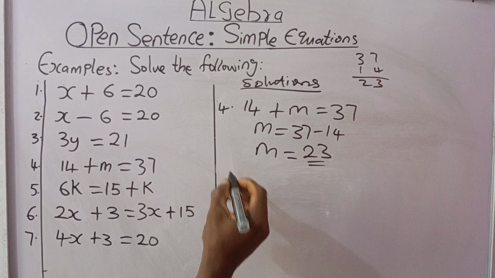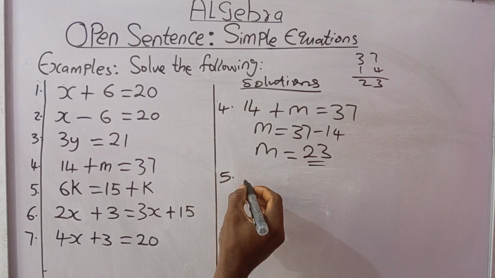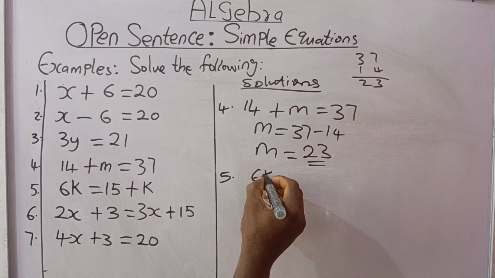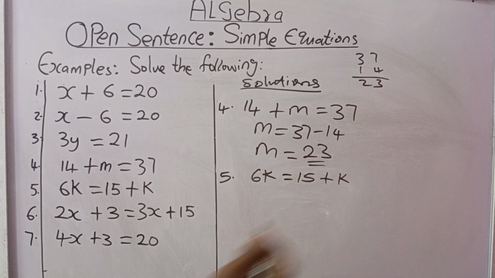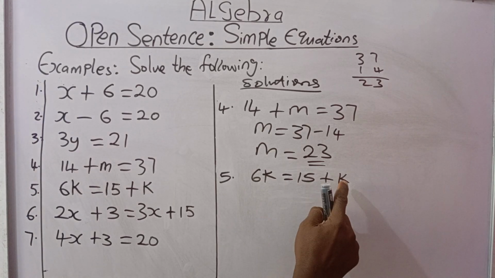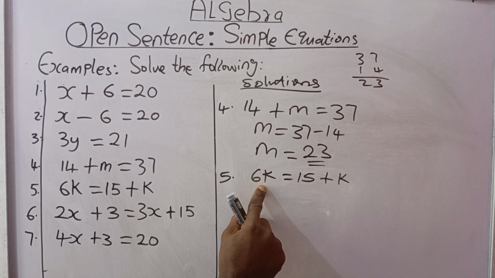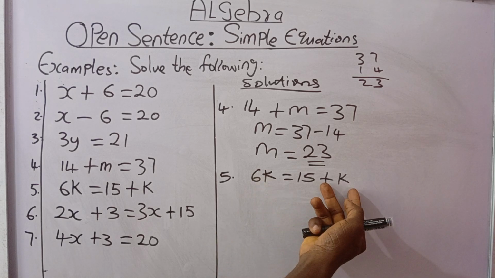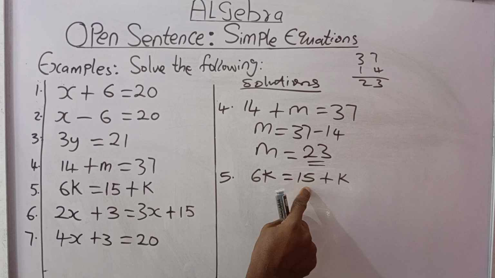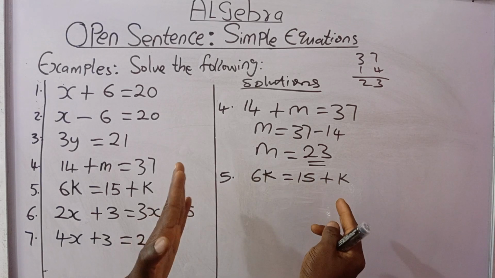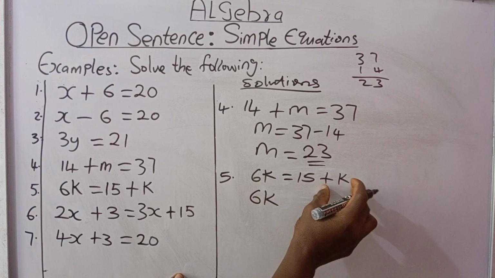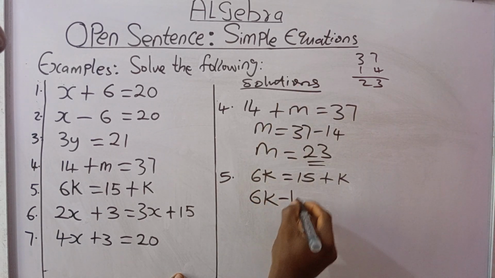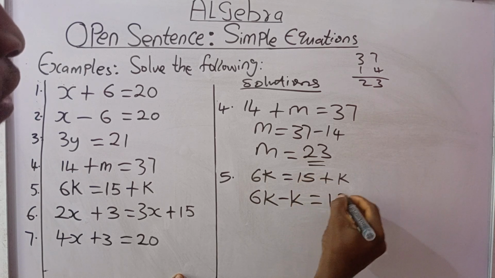So number 5, let's have a look at number 5. Number 5 will have 6k is equal to 15 plus k. So the first thing we have to do here is to collect like terms. That is by letting k move to his elder brother here, 6k. So this is a smaller k. I'll bring it over to this side so that 15 will stand alone. All the things that have to do with k will move to one side. So here I have 6k, then plus k coming here becomes minus k equal to 15.